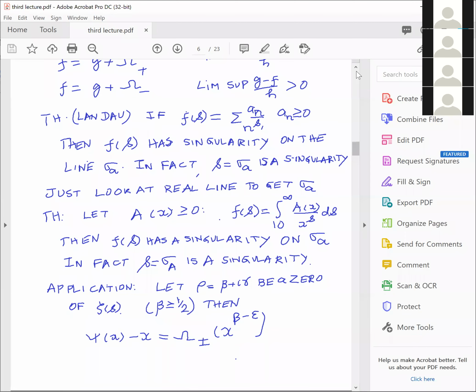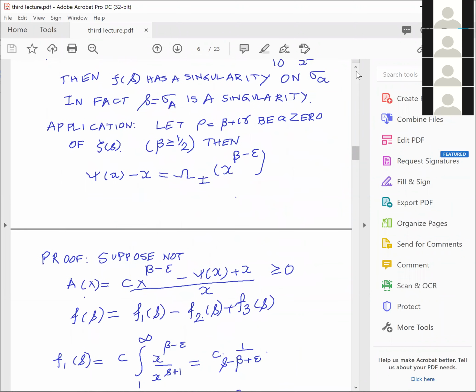And of course, much better results are known. Therefore, I am not going to talk about the much better result. I am only trying to give an idea. But on the other hand, if the Riemann hypothesis is false, for example, if beta equal to 3/4, plus i gamma, there is a zero, then you get an omega result which is much better, which would say that psi of x minus x is as big as x to the power 3/4 minus epsilon. Let's prove that.